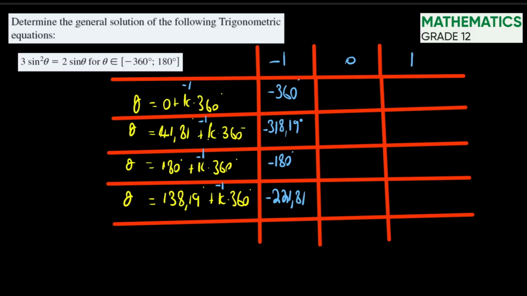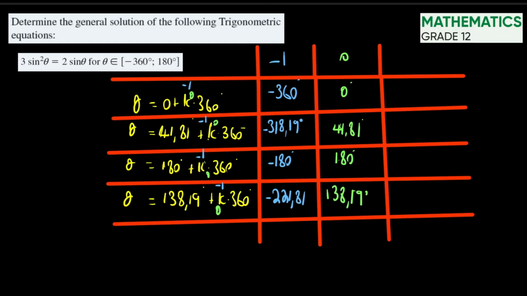Take 0, substitute it with its k there. Let's pretend 0 is a different color, let's pretend it's green. Take 0, substitute it with its k, then you're going to get 0 degrees. Take 0, substitute it with its k over there, you're going to get 41.81 degrees. Take 0, substitute it with its k, you're going to get 180. Take 0, substitute it with its k, you're going to get 138.19 degrees.